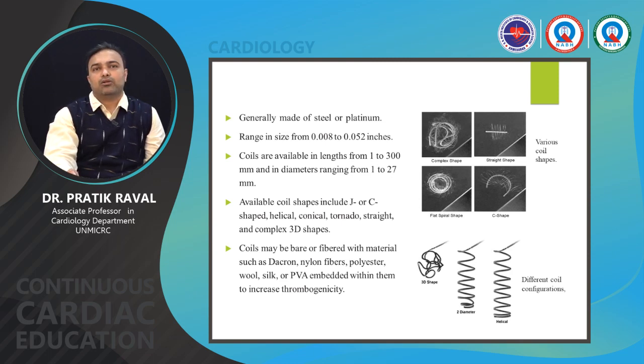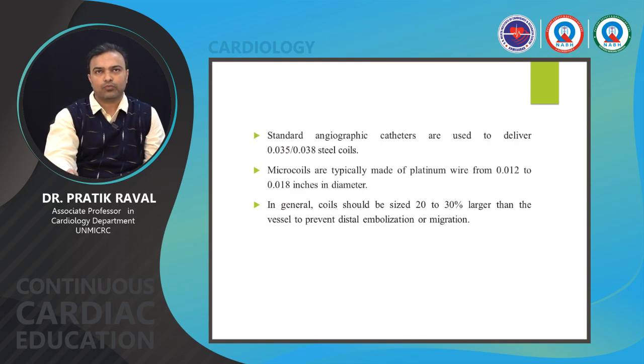The coils can also be fibered, meaning small fibers are attached over the coil surface to increase their thrombogenicity, like Dacron material, nylon fibers, polyester, etc. To deploy these coils, standard angiographic catheters are used for 035 and 038 steel coils. And sometimes if the vessel is very small, which hinders the catheter entry into the vessel, these coils are used with microcatheters, and for these microcatheters, small microcoils which range from size 012 to 018 inches are also available.